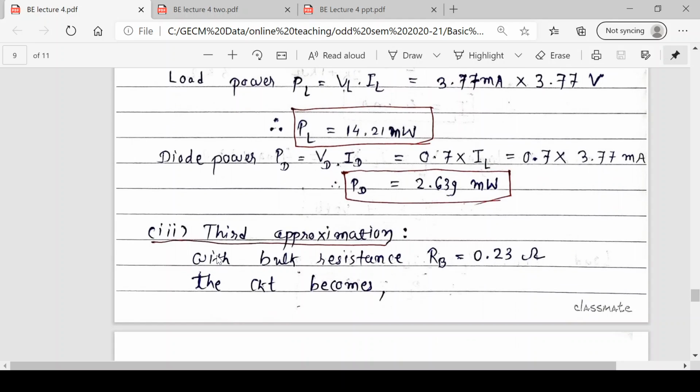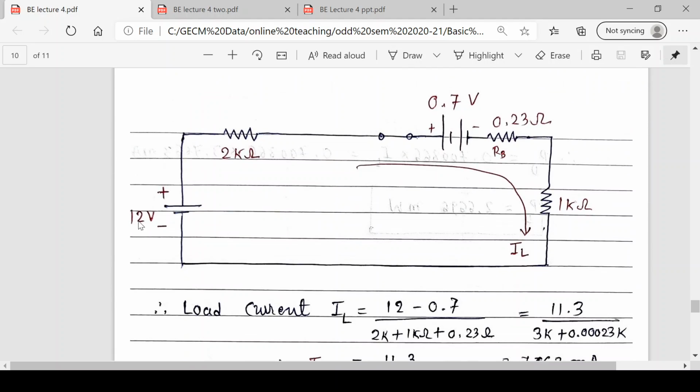Let's go further and use third approximation. In third approximation, bulk resistance is also present, 0.23 ohm. So what will be the diode replacement? VTH as it is, RTH as it is, and forward bias diode is short circuit with barrier potential of 0.7 volt and 0.23 ohm bulk resistance. Load is as it is, 1 kilo ohm.